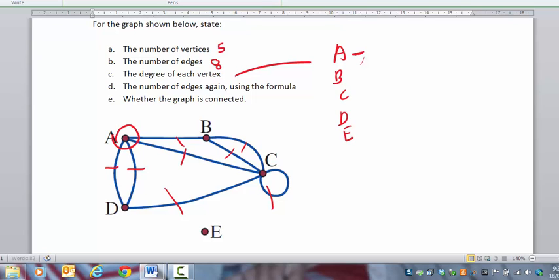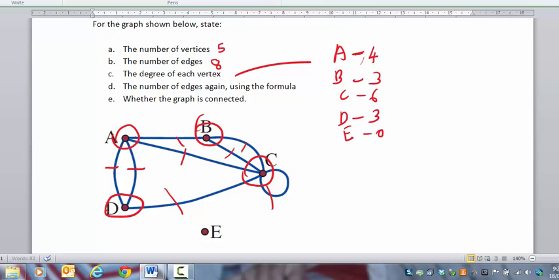So A has a degree of 1, 2, 3, 4. B has a degree of 1, 2, 3. C has a degree of 1, 2, 3, 4, 5, 6. D has a degree of 3, and E has a degree of 0.